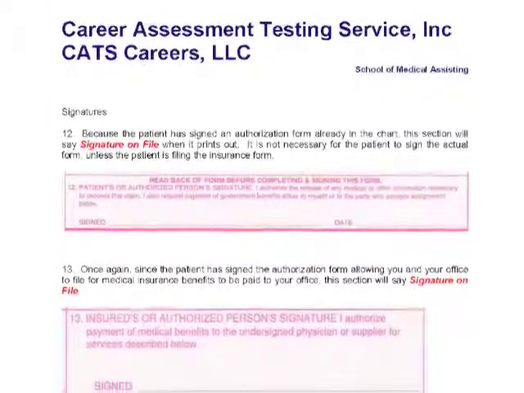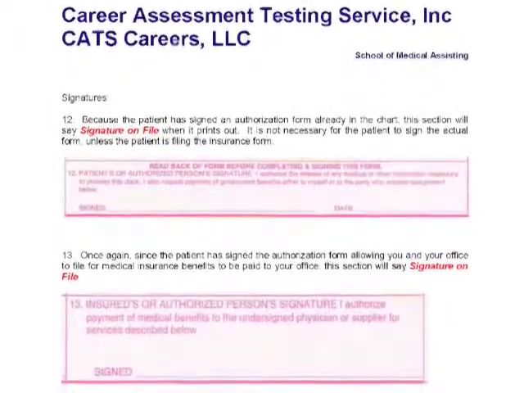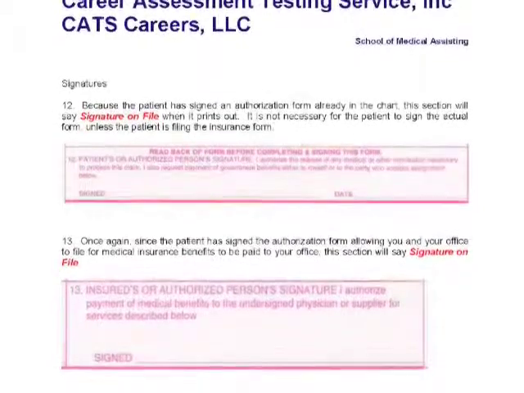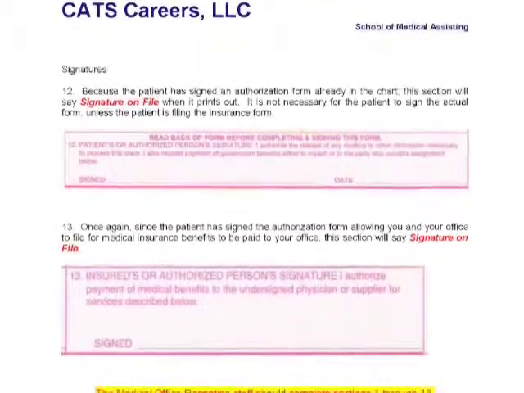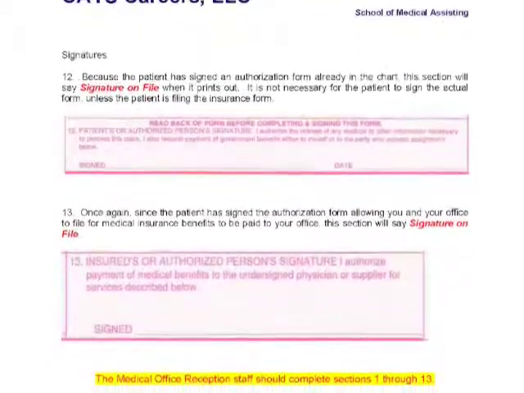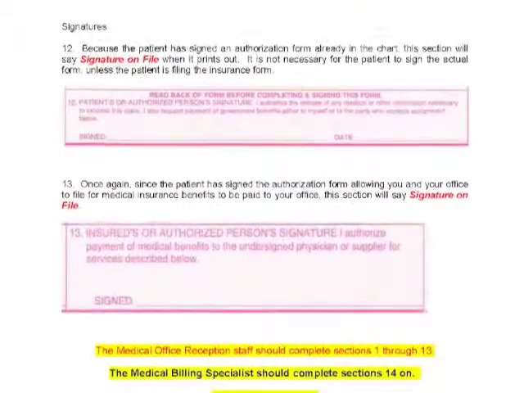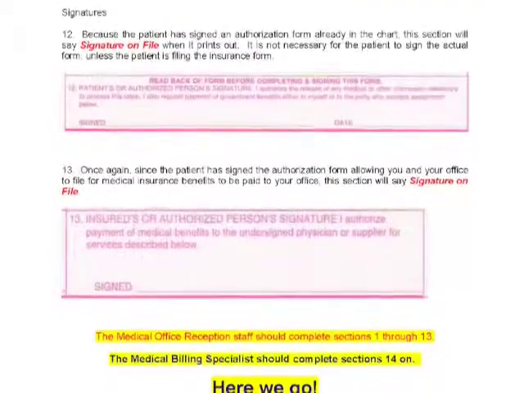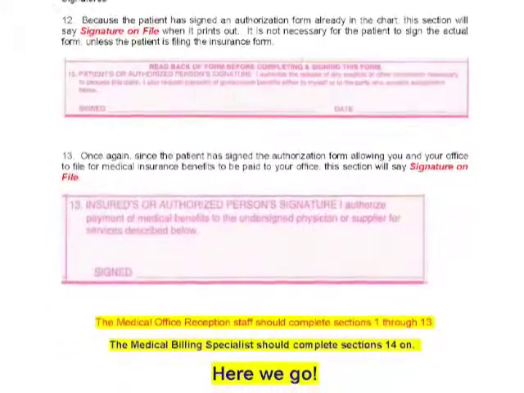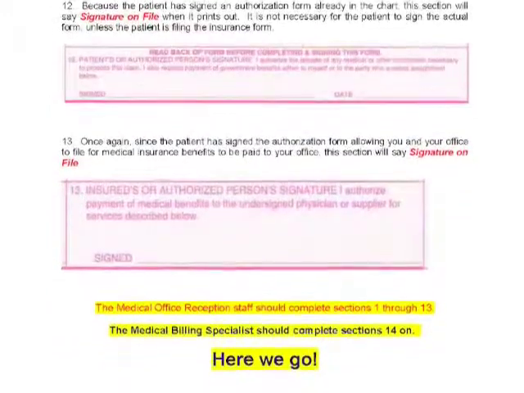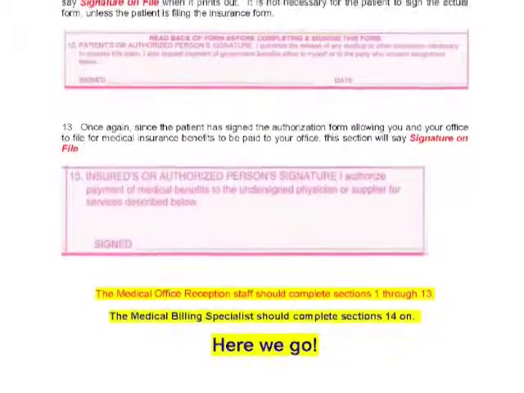Signatures. Because the patient has signed the authorization form already in the chart, this section will say signature on file. And the computer prints that out for you. 13, once again, the patient filled out the authorization to allow you to file on their behalf and to receive medical benefits paid to your office on their behalf. It will say signature on file.